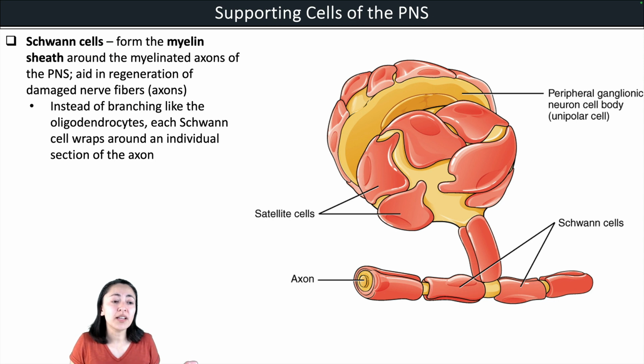Instead of branching like the oligodendrocytes do, each Schwann cell actually wraps around an individual section of the axon, as you see pictured here.